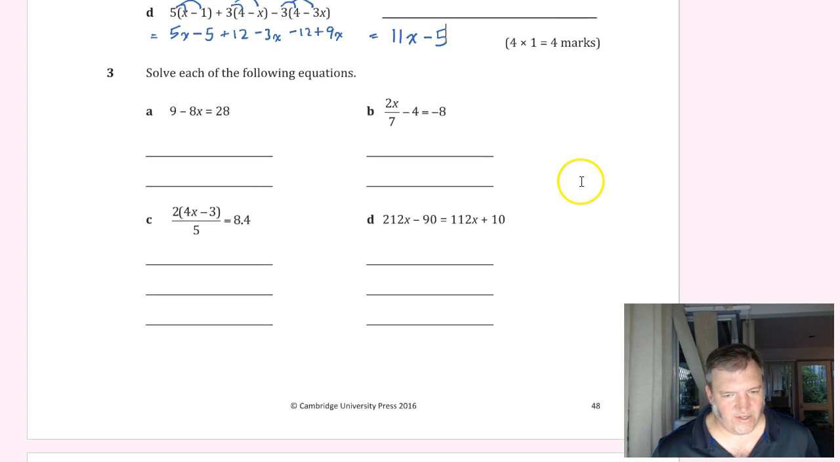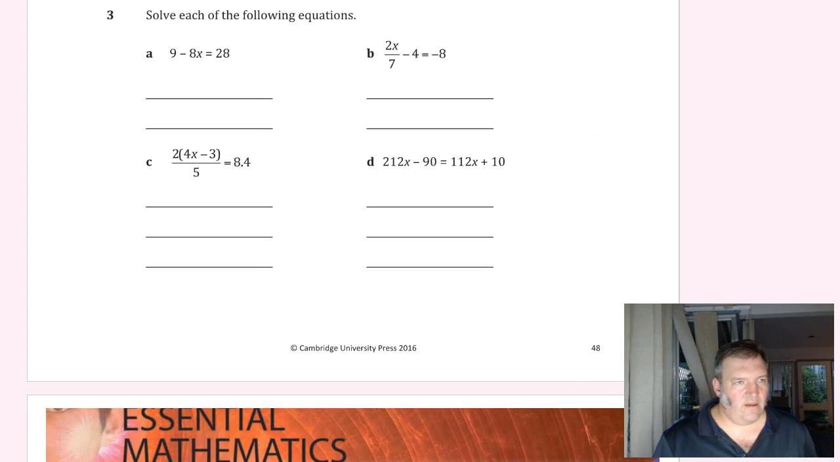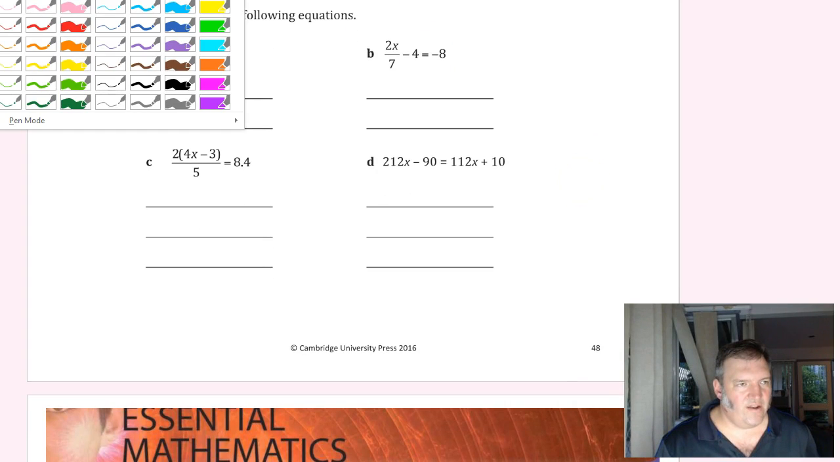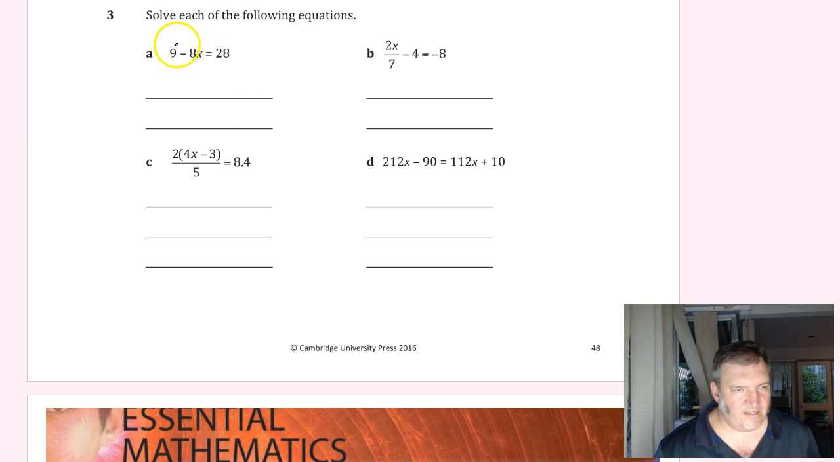Alright, onto these equations. How do I get x on its own? I undo whatever's happening to it. What's got the least amount to do with it? The 9 or the negative 8? You got it, the 9, doesn't it? So let's get rid of the 9. That's a positive 9, so I subtract 9 from each side.